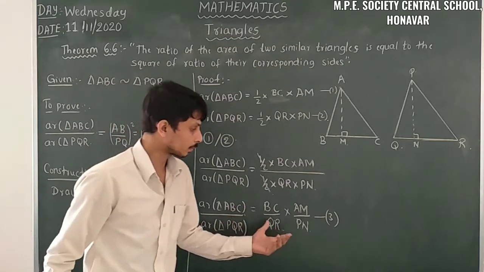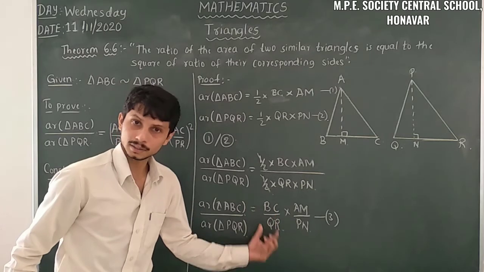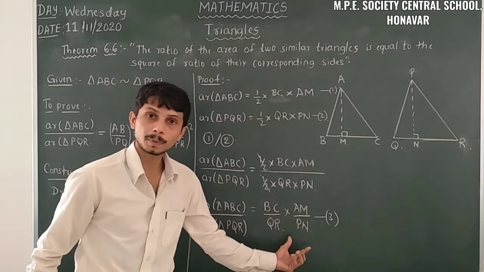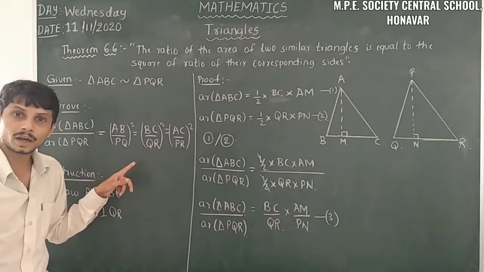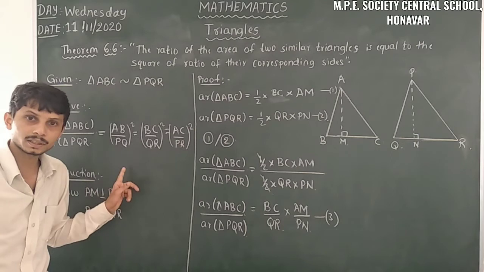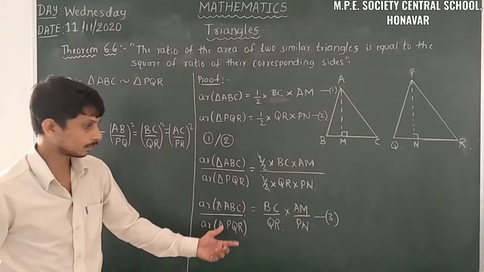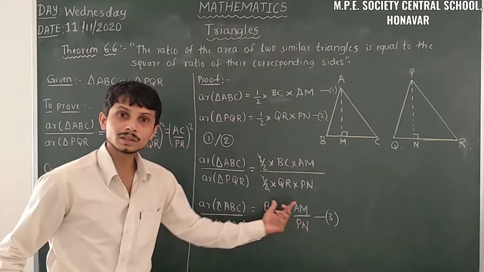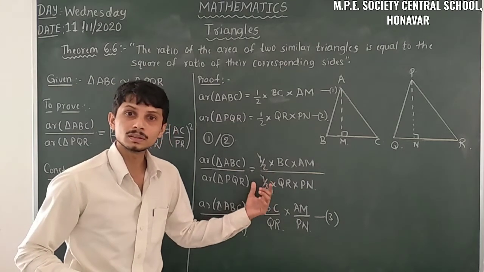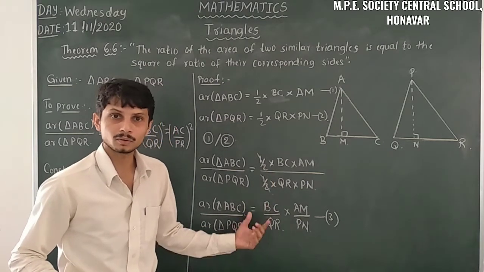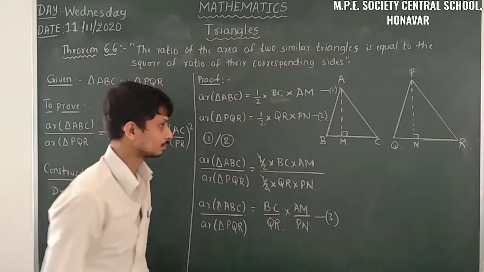So here we compare that one. It is a multiplication of two factors. One is the ratio of corresponding sides, and the other is the ratio of perpendicular heights. Here we want the square of the ratio of corresponding sides. So we have to convert these two into the same thing, the ratio of corresponding sides. In both cases we have the same thing, meaning we have to take the square.